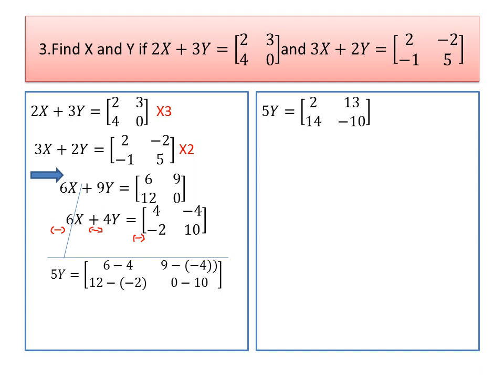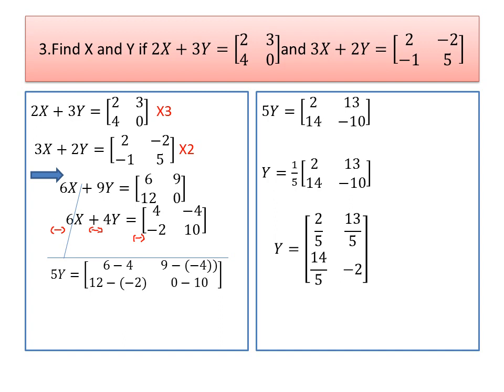That implies 5y is equal to [2, 13; 14, minus 10]. Then y is equal to 1 by 5 into [2, 13; 14, minus 10]. Now multiply 1 by 5 into the matrix, we will get y is equal to [2 by 5, 13 by 5; 14 by 5, minus 10 by 5 which is equal to minus 2]. This is the matrix value of y. Now to get the matrix x, we have to substitute y in any of the equations.